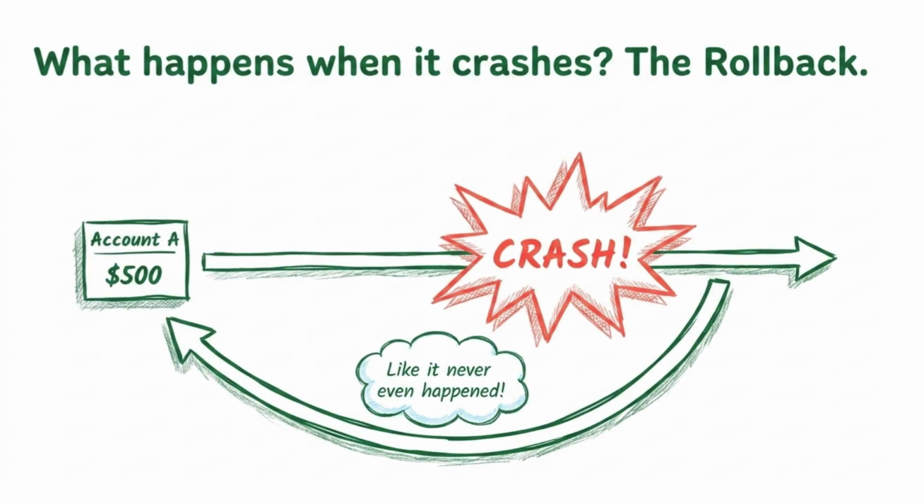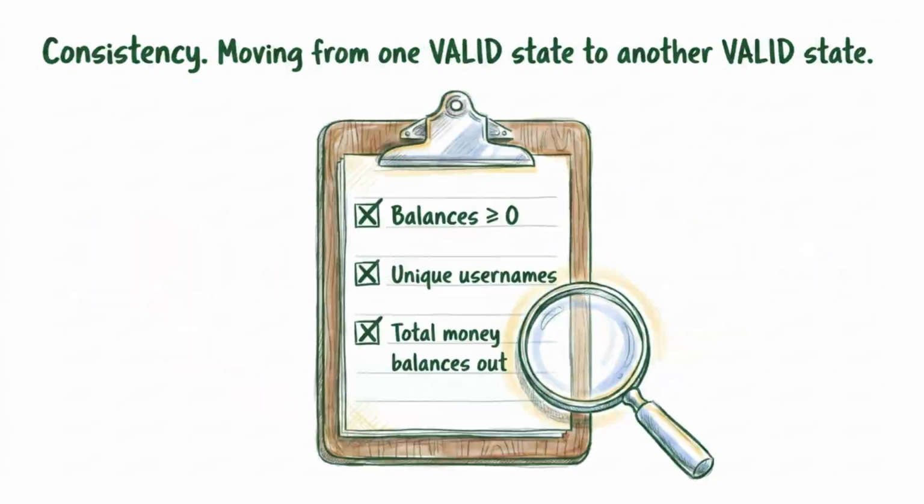What happens when it crashes? The rollback. This is the safety net atomicity provides, the rollback. If the system crashes mid-transaction, the database does something remarkable. It rewinds everything back to where it started, like the transaction never happened at all. Your account is restored, your friend receives nothing, the data is clean. No corruption, no mystery, no missing money.